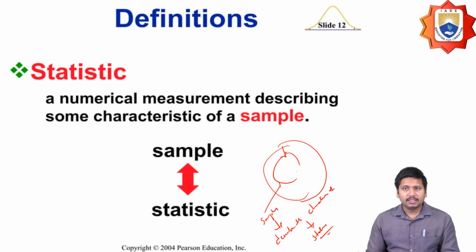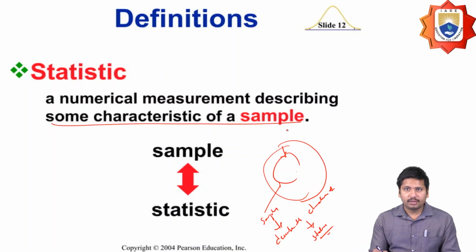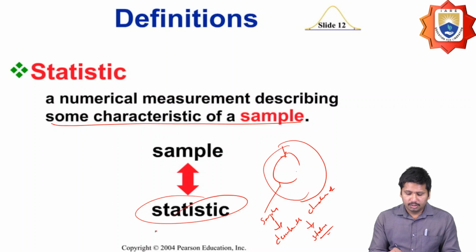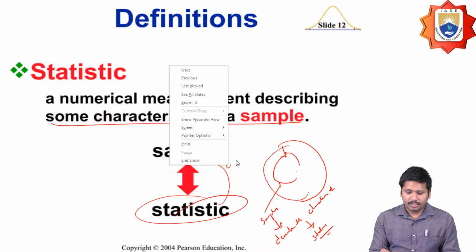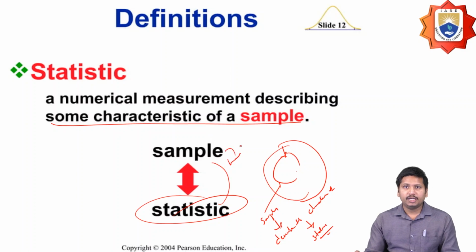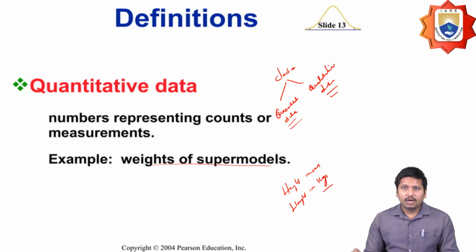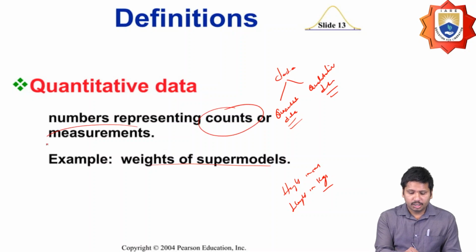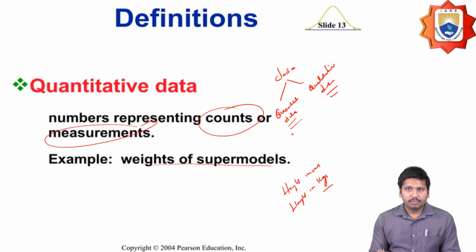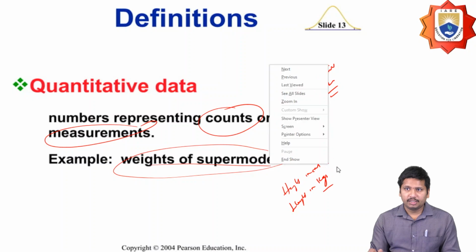And next one is statistics. A statistic is also a numerical measurement, describing a characteristic of the sample. Here the statistic comes into the picture, which describes the characteristics of the sample. And next one is quantitative data. Quantitative means the data is represented in the form of counts and measurements. That is treated as quantitative, like the weights of supermodels, height in centimeters, and weight in kgs.